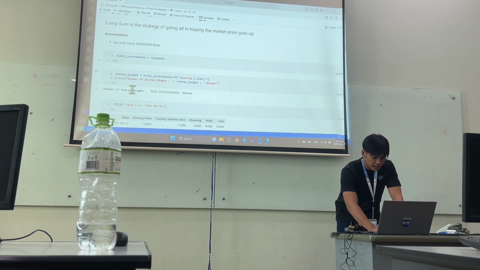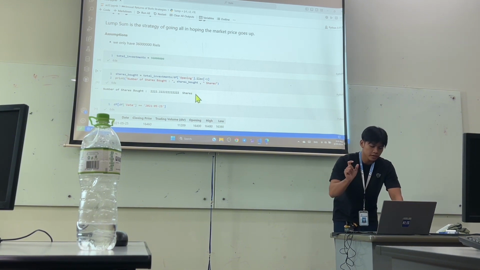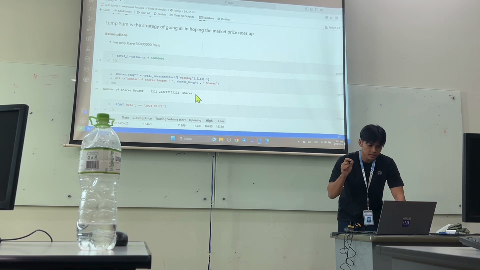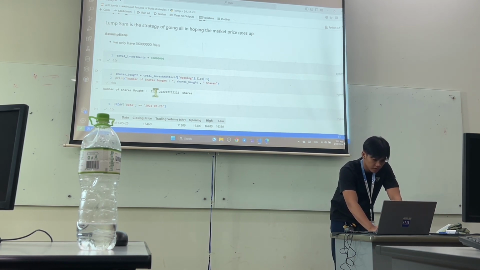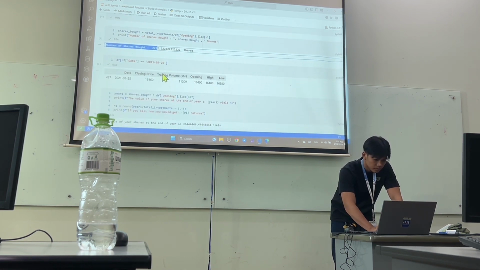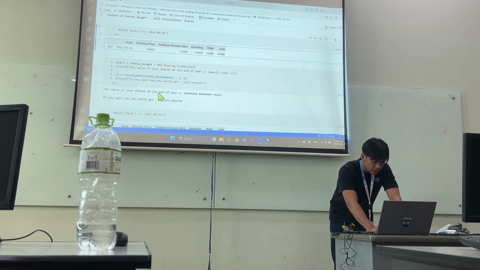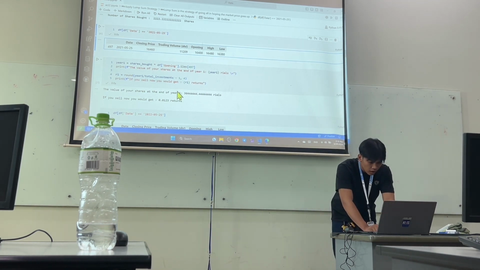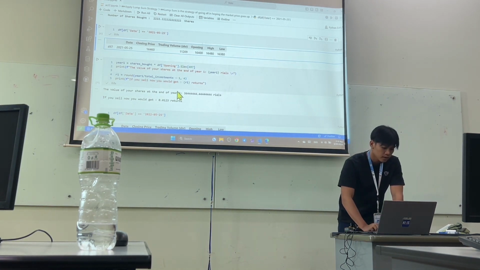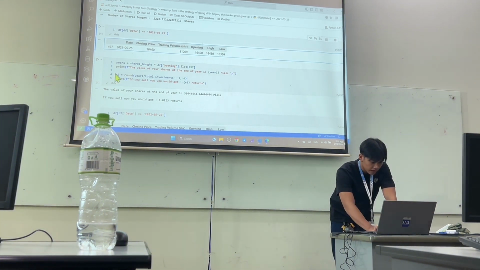The number of shares that I bought is 2,222, because the opening price is 16,200. So I can buy 2,222 shares. And for year one, I will calculate the value of the shares at the end of the year, which I got is 36,044,044 real. So I will calculate to find the return.